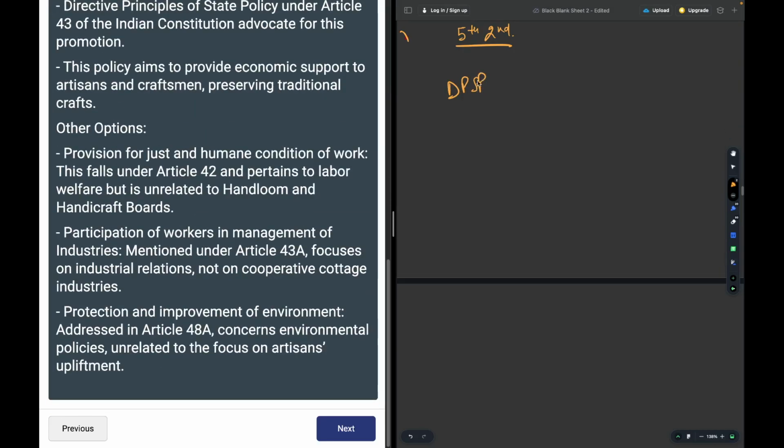The DPSPs are enshrined in Part 4 of the Constitution, and Article 43 talks about the promotion of cottage industries. Okay, moving on.